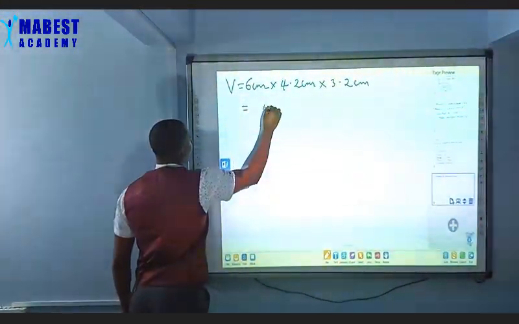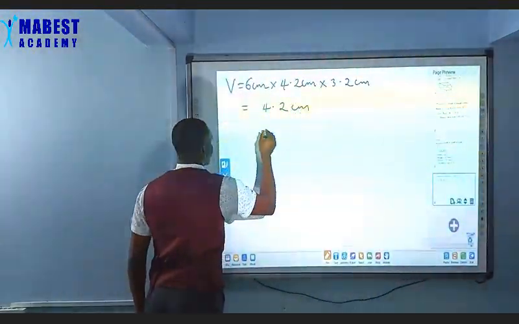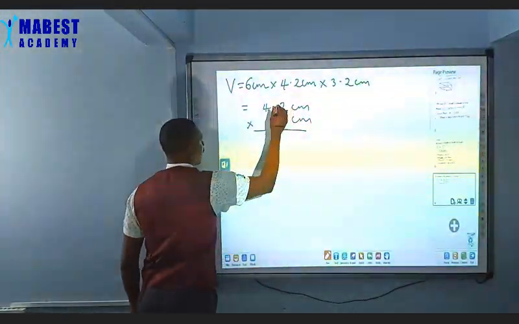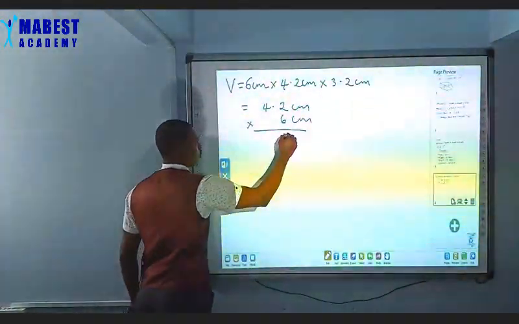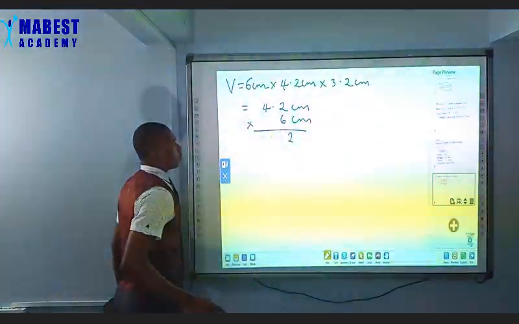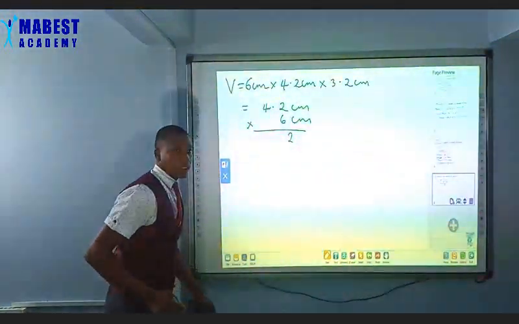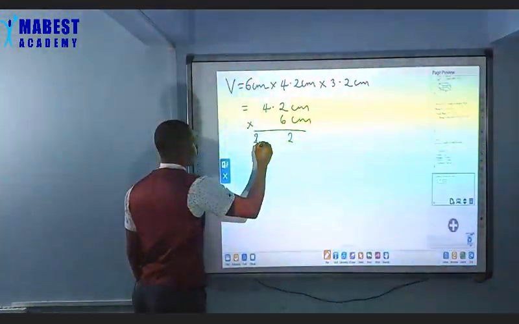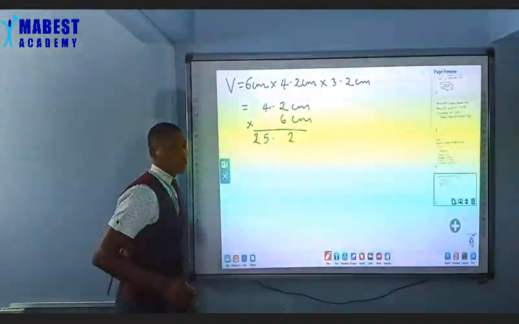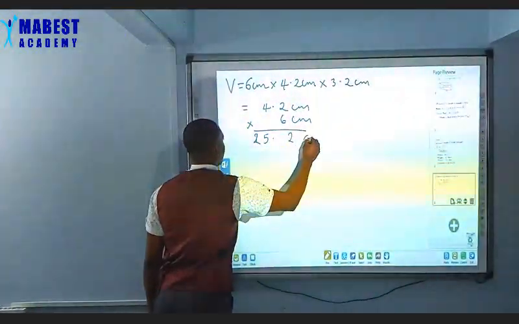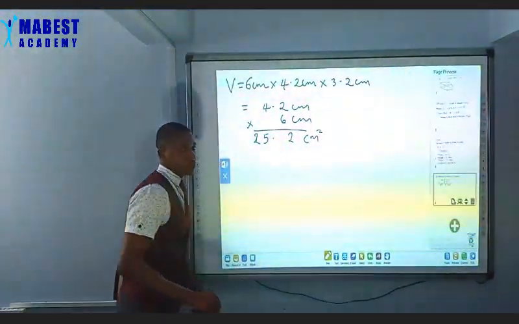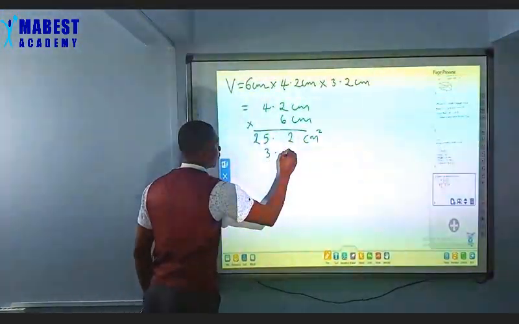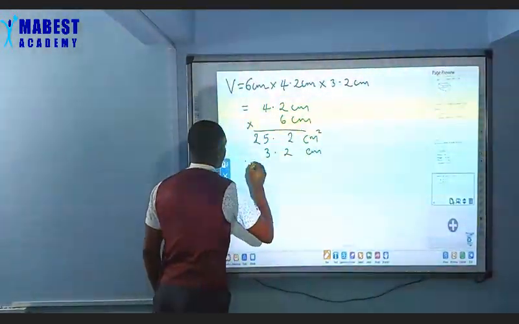Herein, when you multiply 6 centimeters by 4.2 centimeters, what do you have? It means you have 4.2 centimeters multiplied by 6 centimeters. 6 times 2, what will you have? Yes, 12. 6 times 4, that is 24, plus 1, that will give you 25.2. Now, centimeter multiplied by centimeter will give you centimeter square. Abibat, you also have 3.2. Multiply it also by 3.2 centimeter.